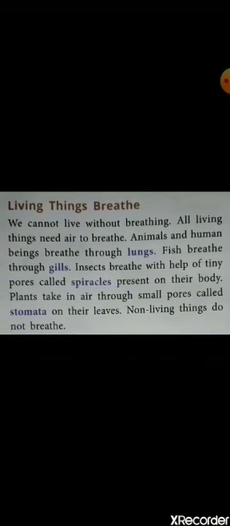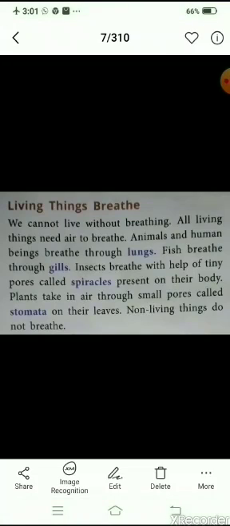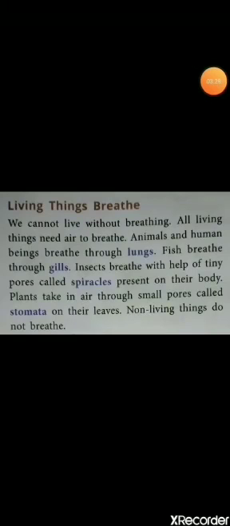Our next point is living things breathe. All living things need air to breathe. The body takes in oxygen present in the air and gives out carbon dioxide. But plants are an exception. They take in carbon dioxide and give out oxygen. We cannot live without breathing.